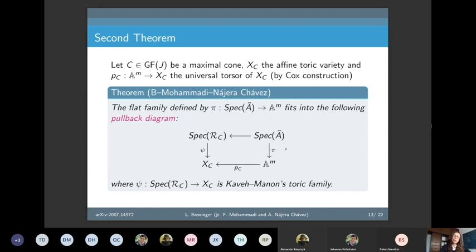Okay, so the methods we've used are very different from the methods Kaveh-Manon used, but it turns out that in the end the families are very closely related, and this is the relation. They fit nicely into this pullback diagram. Okay, so this was the first part of my talk on the general construction and the general results.